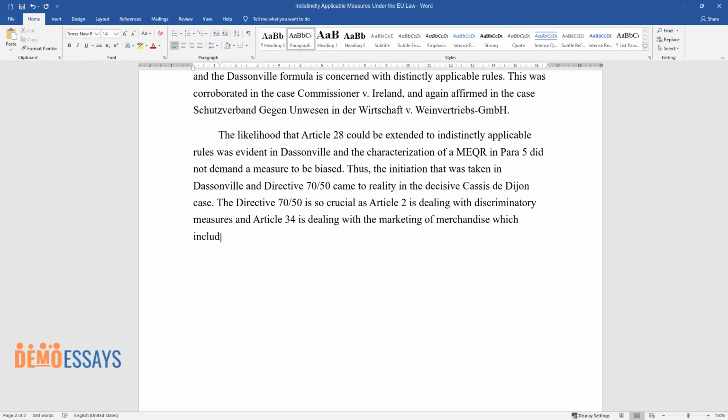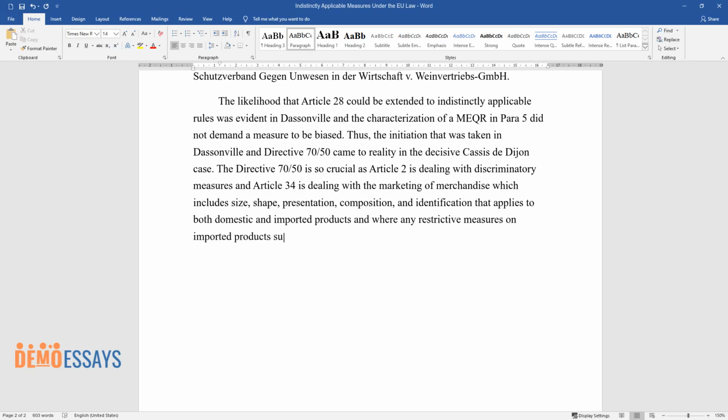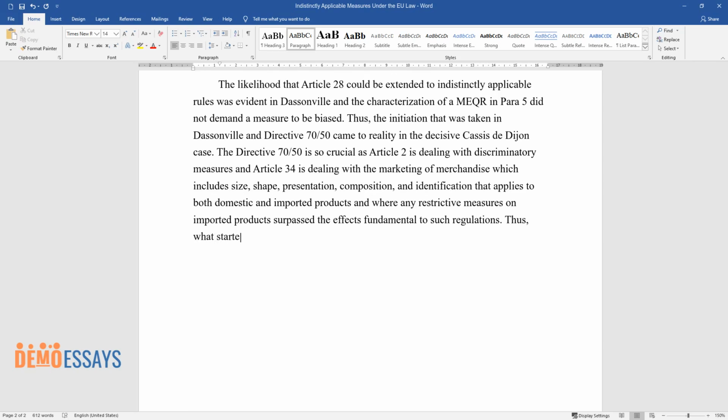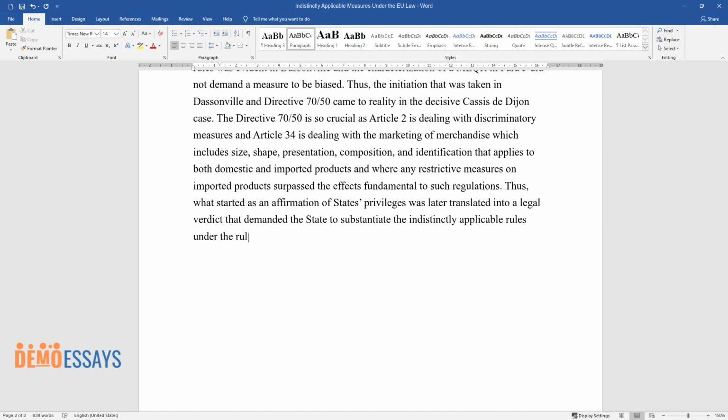with the marketing of merchandise, which includes size, shape, presentation, composition, and identification that applies to both domestic and imported products, and where any restrictive measures on imported products surpass the effects fundamental to such regulations. Thus, what started as an affirmation of states' privileges was later translated into a legal verdict that demanded the state to substantiate the indistinctly applicable rules under the rule of reason.